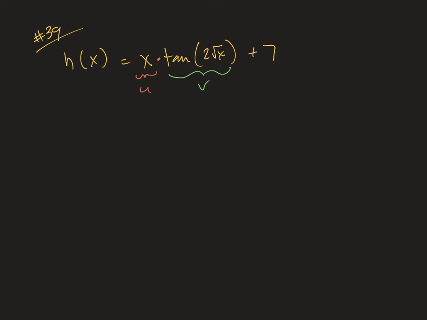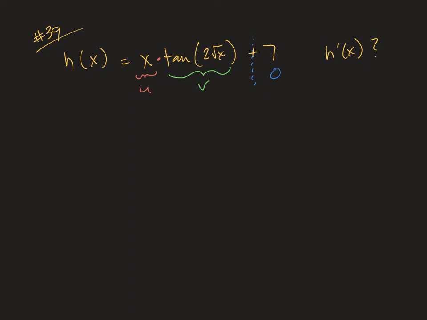Now, the other thing I want you to notice is that there's a second piece to this function, which is the plus 7. And I really have to consider that derivative separately. But the good news is we know the derivative of 7 is 0. So effectively, I can ignore that term when I go to do the derivative for h prime. Remember, our goal here is to find the derivative h prime of x.